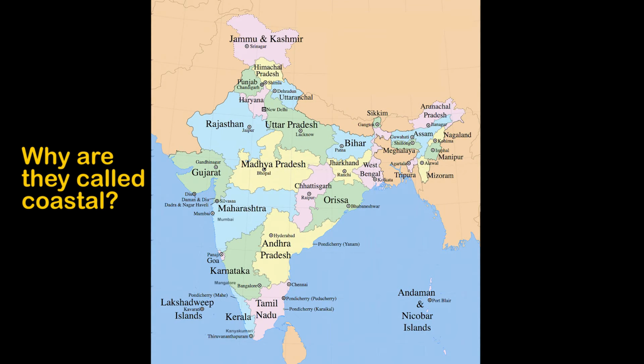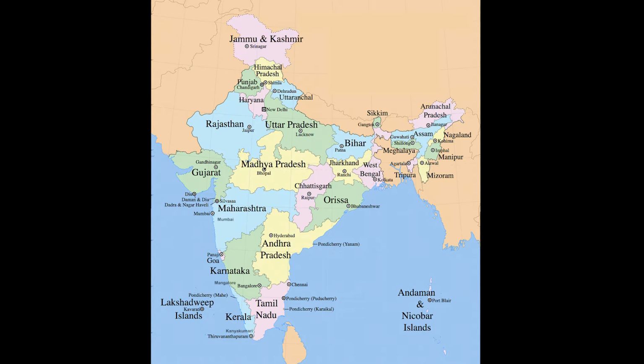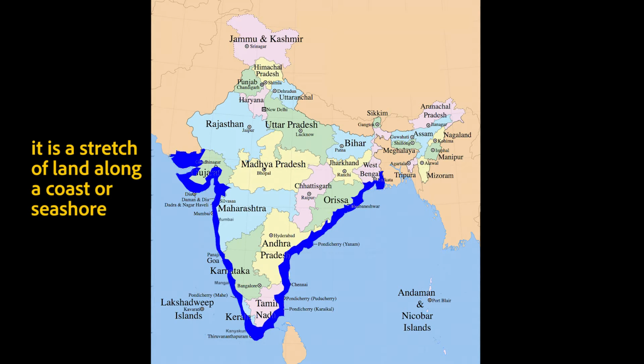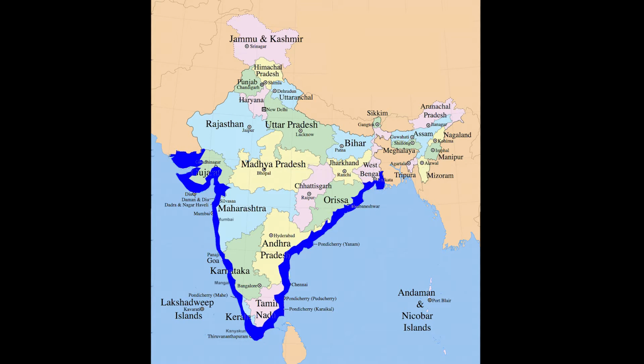Why are they called coastal? They are called coastal because a part of the land adjoins the sea or it is near the sea. So, it is a stretch of land along a coast or seashore. It is an area where land meets the sea or ocean and forms a boundary between the land and the water bodies.